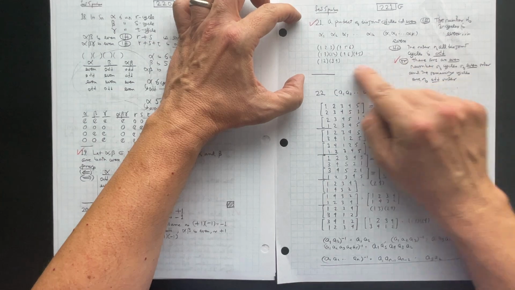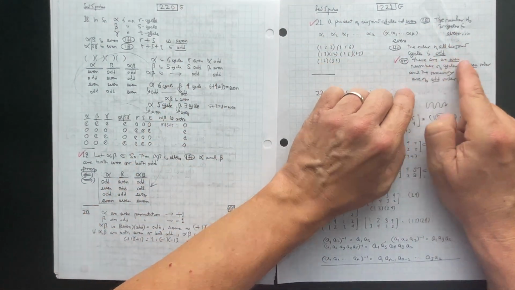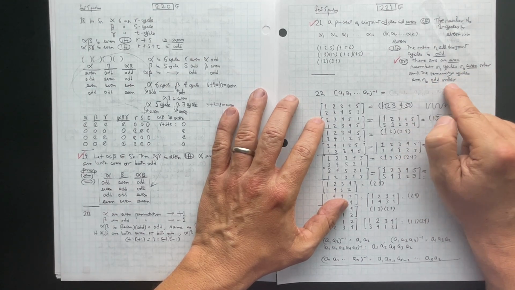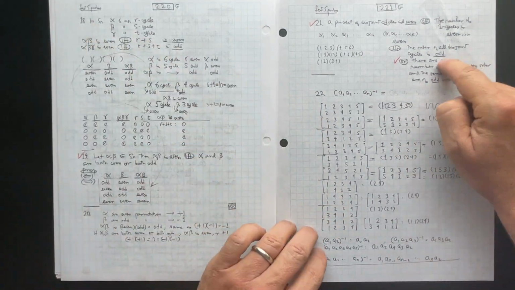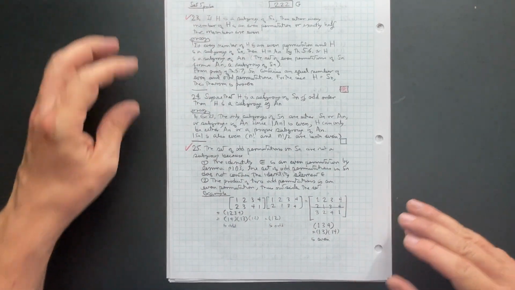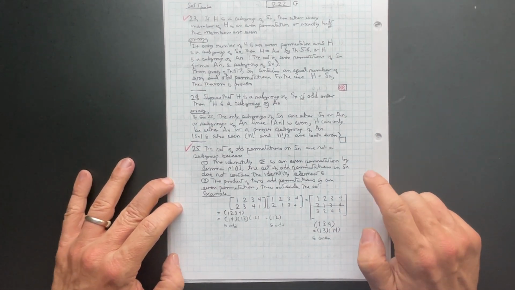Then here, I laid out, I completed the if and only if correctly. There are an even number of cycles of even order, and the remaining cycles are of odd order. Yeah, that is correct in the book. So that was pretty steady going with permutations so far, the first 25 problems of section 5.